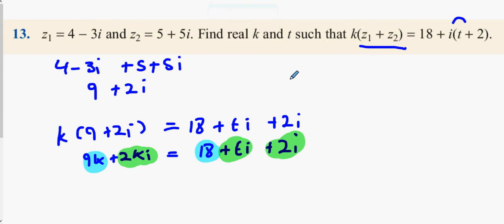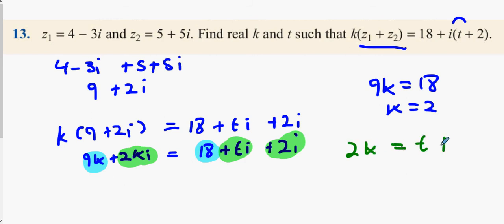Exactly. 9k will therefore equal 18 and k therefore should equal 2. And then 2k, which is on the left, will equal the t plus 2 on the right. Okay? Then k is what, guys? K is 2. So 2 times 2? 4. 4 equals t plus 2. So what's t? 2. What plus 2 equals 4? 2.